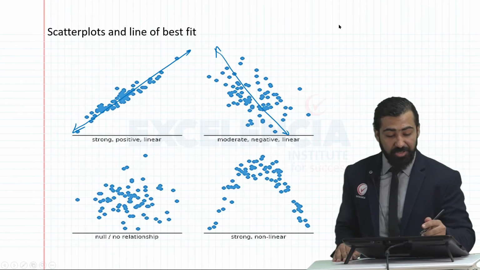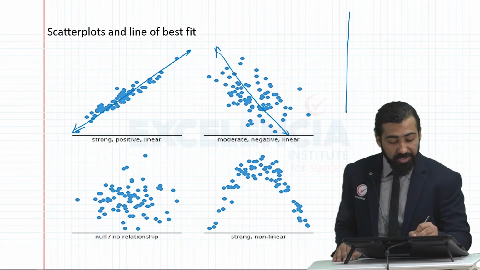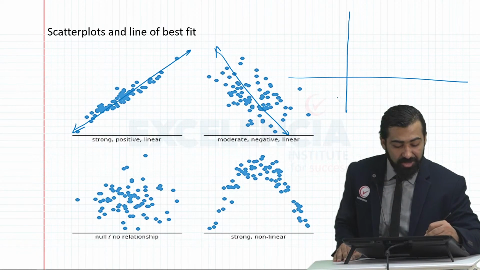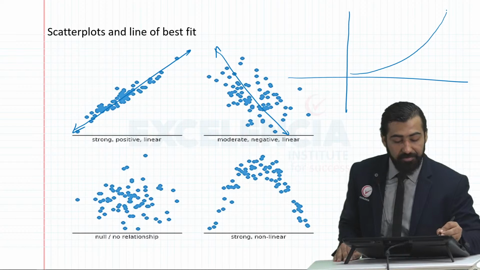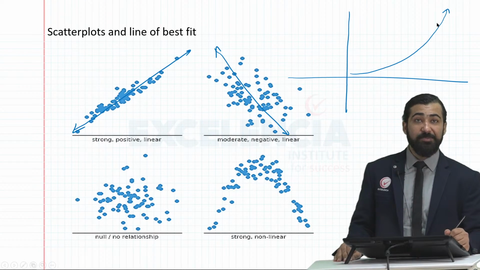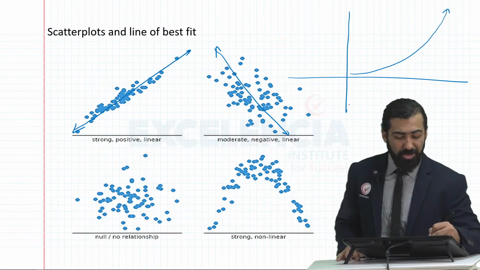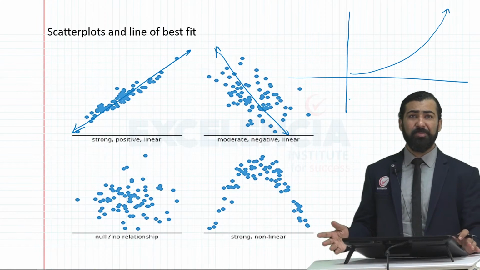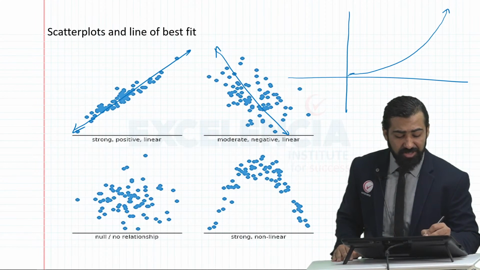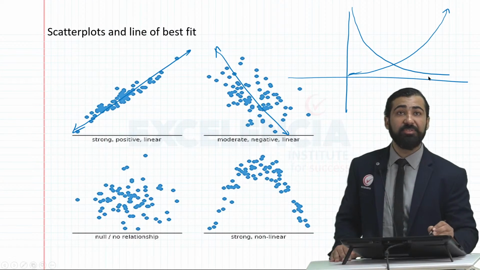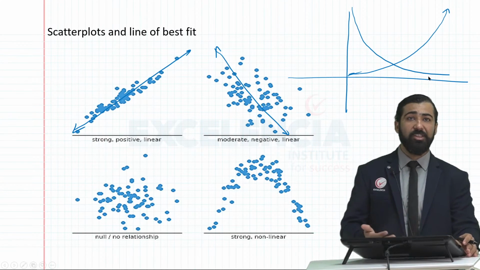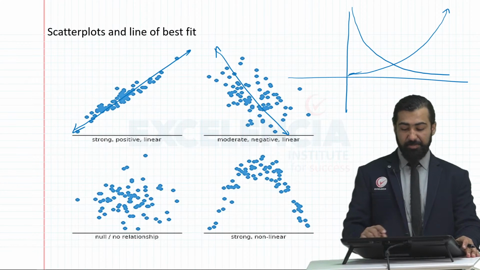Apart from this, you should also know another very important type of non-linear correlation. It would look something like this. This will be our exponential correlation. Logarithmic correlation, I don't think would be asked in your exam. Exponential correlation will go something like this, either like this or like this, one of the two. Either it will keep on increasing or keep on decreasing in this pattern.